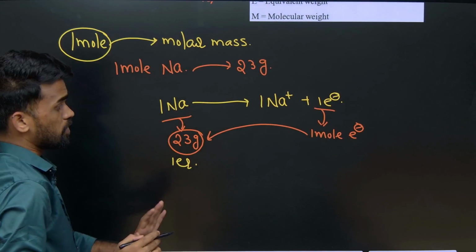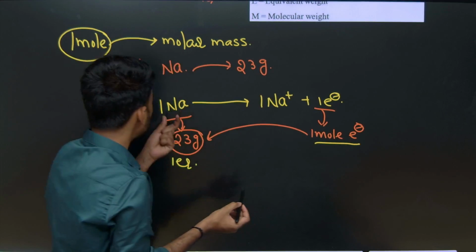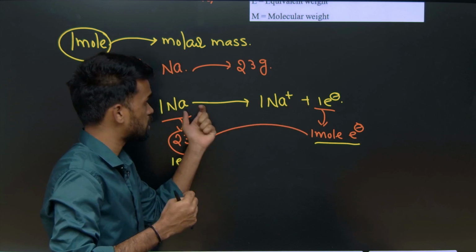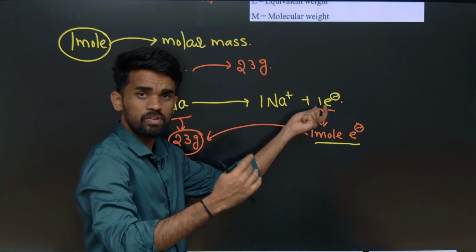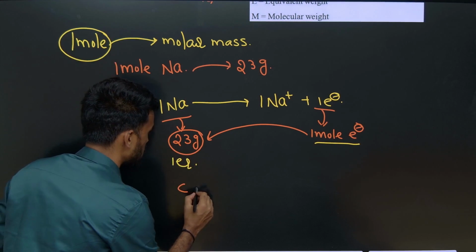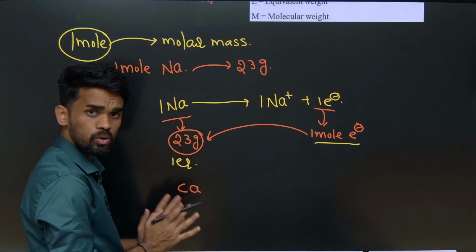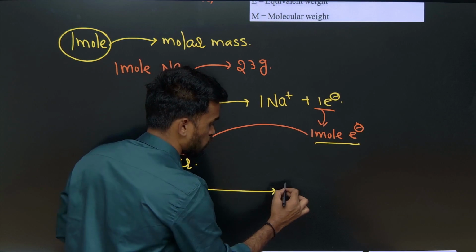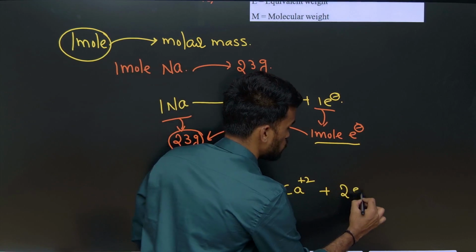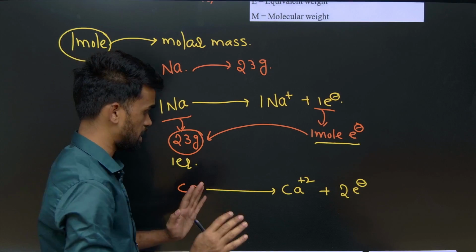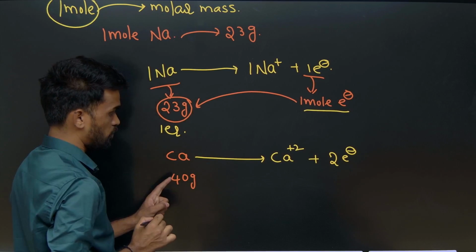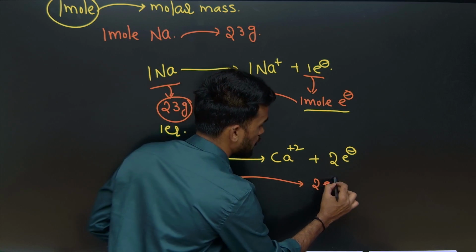Now see here, what I told you: for every 1 mole of electrons that a substance releases or absorbs, how much quantity of the substance is involved in that process? For example, here I am taking calcium. It has 2 valency electrons, therefore it will release those 2 electrons and become Ca2+. Now for every 40 grams, how many electrons are releasing? 2 electrons, right?